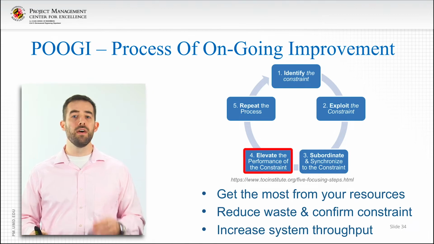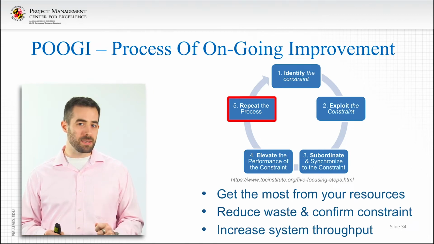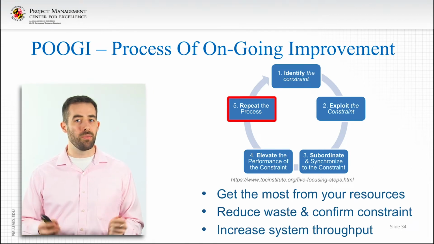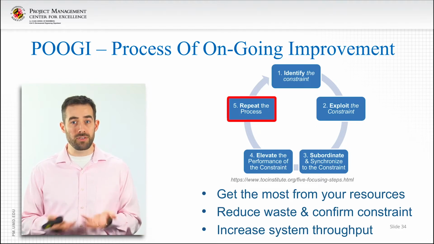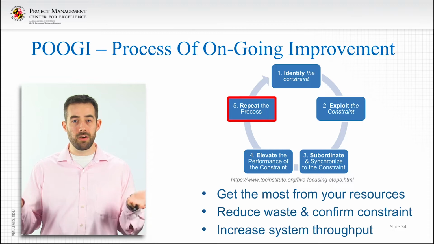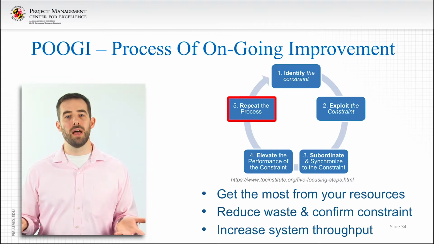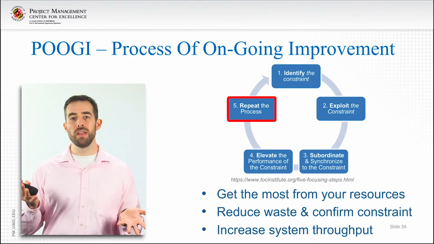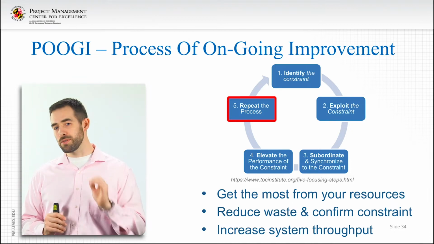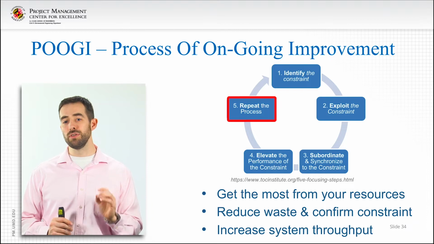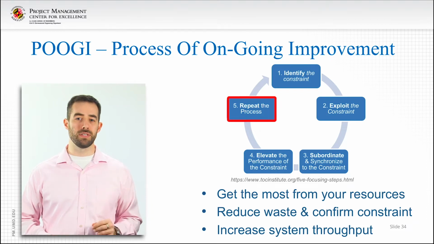Finally, we then need to repeat this process and we need to make sure that we also elevate the subordinated processes, because as we go faster at our bottleneck, the other processes need to go faster too. This is going to allow us to get the most out of our system, and eventually the bottleneck's going to move. This allows you to get the most from your resources, then reduce waste, and then finally increase throughput.